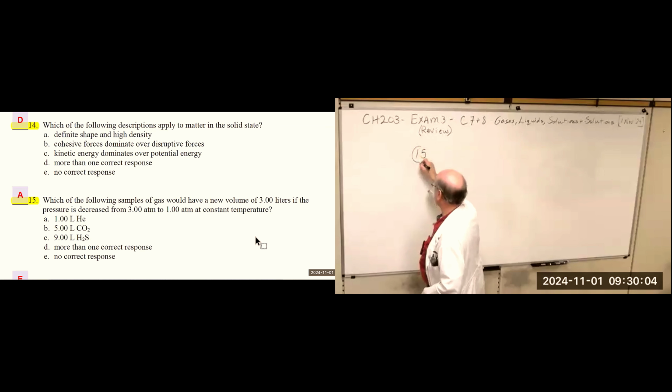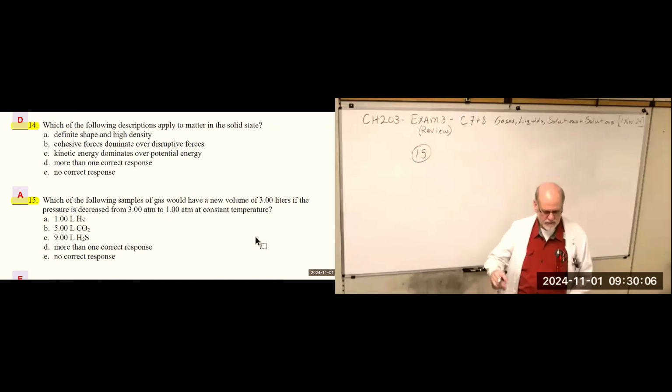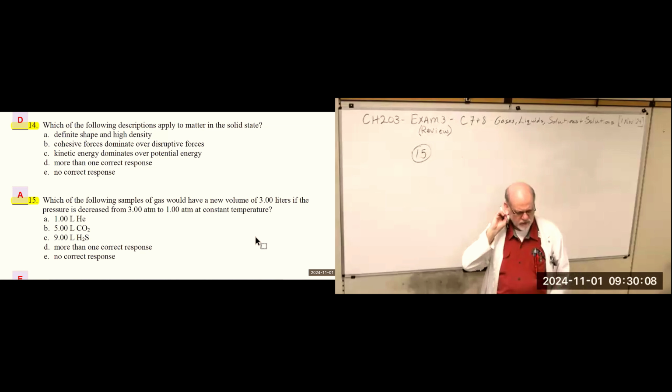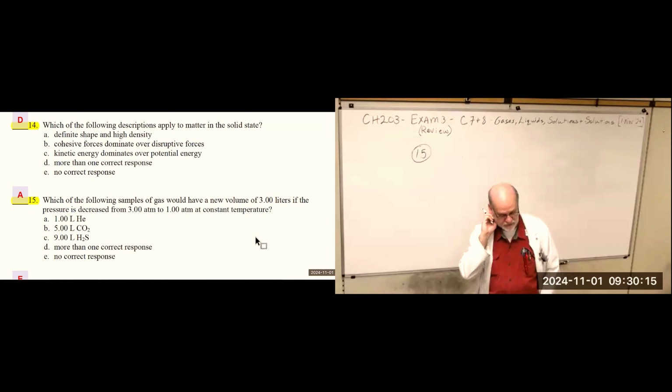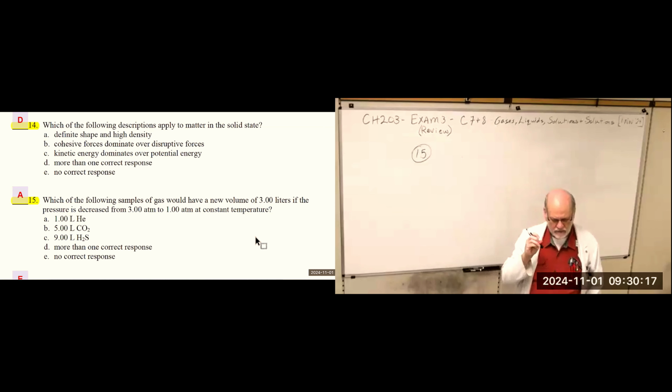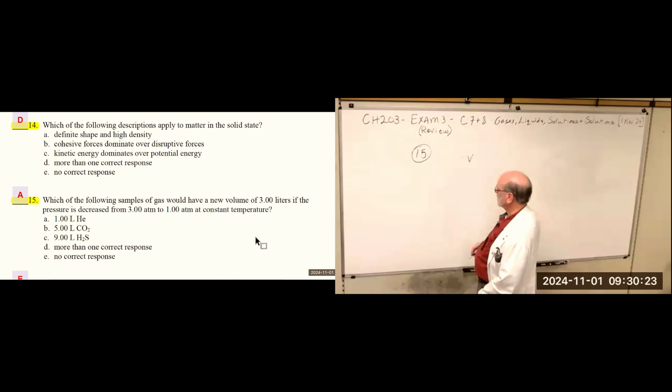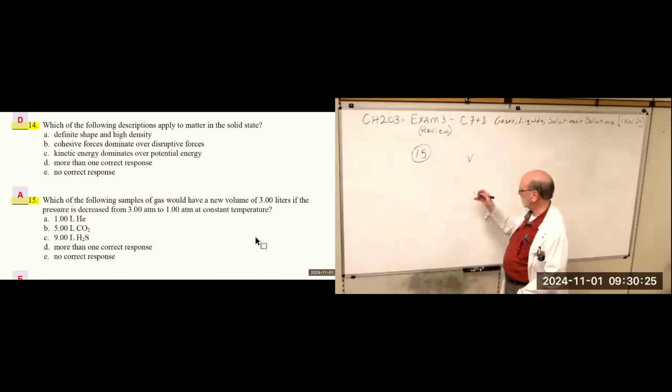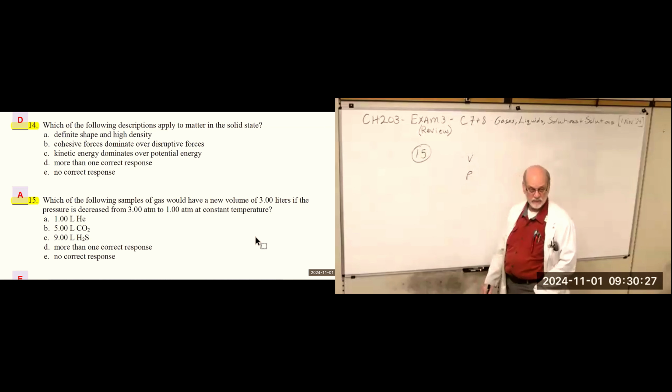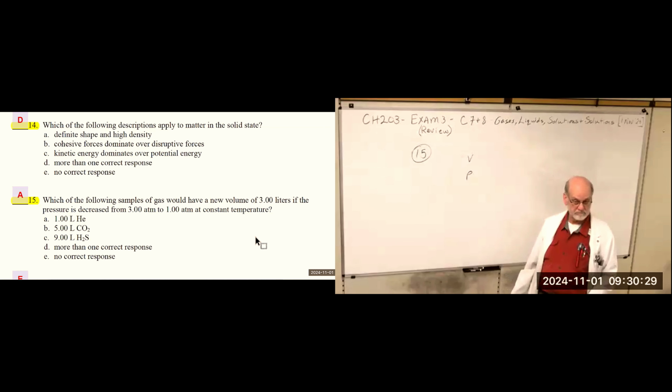15. Which of the following samples of gas would have a new volume of 3 liters if the pressure is decreased from 3 to 1 atmosphere at constant temperature? Okay. What gas law are we looking at here? We got volume and we've got pressure. Talking about Boyle's law, aren't we? Right. Everything else held constant.